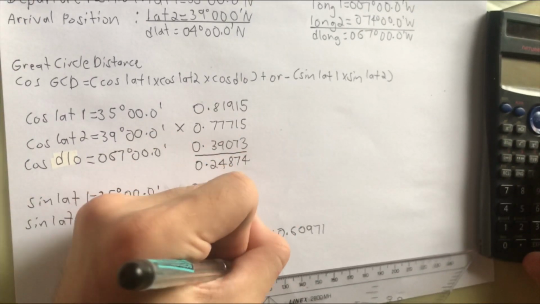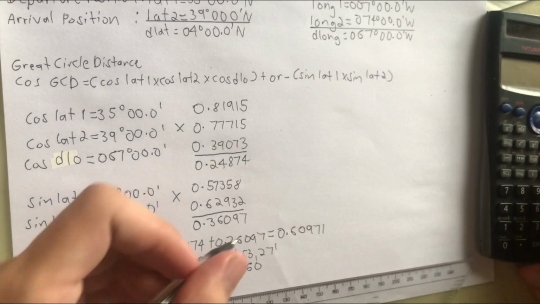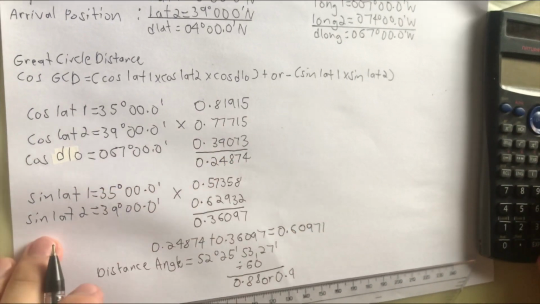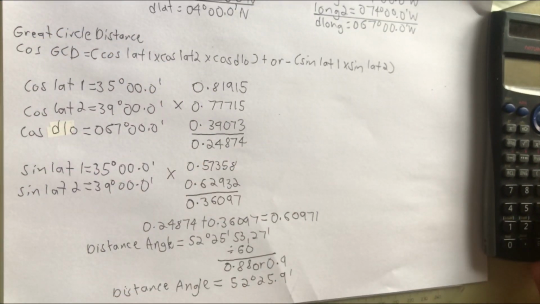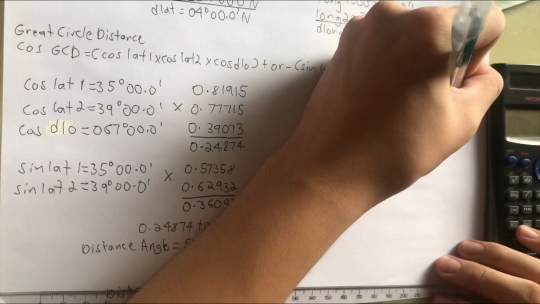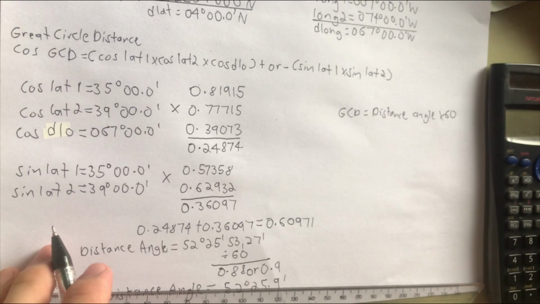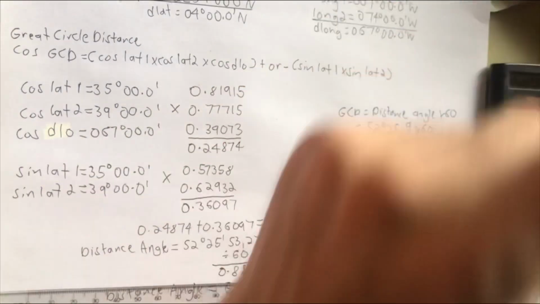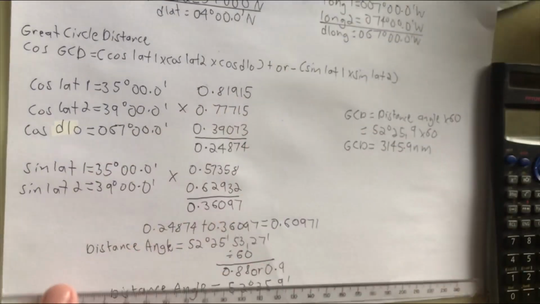We will put cos inverse of the answer and equals degrees, and the answer is the distance angle of 52 degrees 25 minutes and 53.27 seconds. Then we will divide it by 60 and the answer is 0.88 or 0.9. So we have the distance angle of 52 degrees 25.9 minutes. The formula for great circle distance is equals to distance angle times 60. So our distance angle is 52 degrees 25.9 minutes times 60 and our GCD is 3145.9 nautical miles.